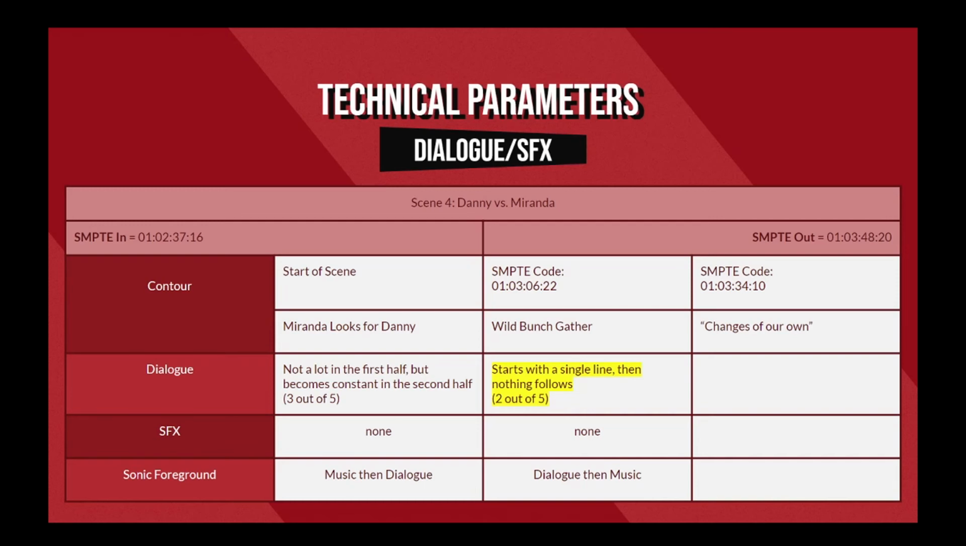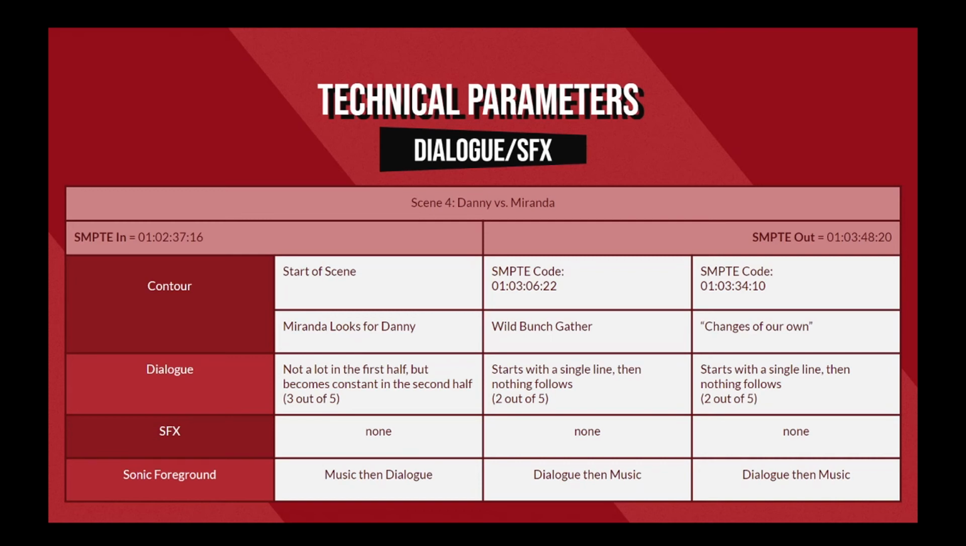Section 3 opens with Danny saying, "It's time we made some changes of our own." So the music needs to fall back into the background before it can take center stage once more for the rest of the scene. With these notes taken care of, we're ready to start tackling the music-specific parameters of this scene.